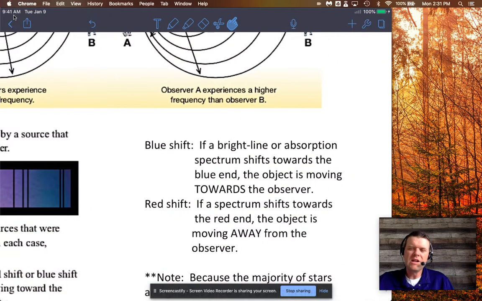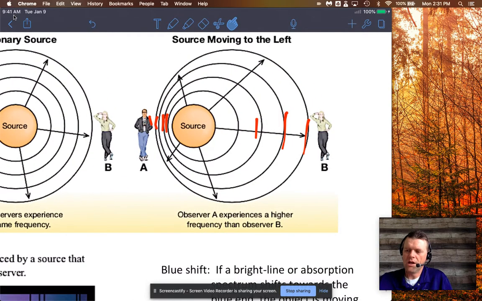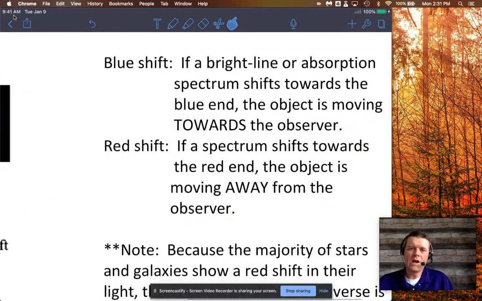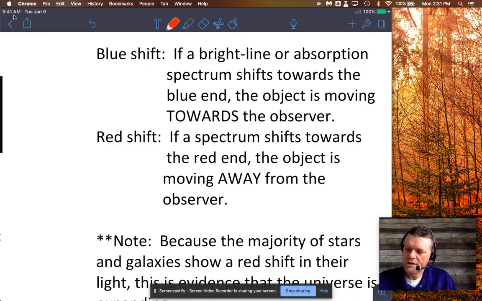If a bright line or any spectrum shifts towards the blue end, that means that the object is moving towards the observer. Okay, so blue wavelengths are really, really small. So if you're moving towards blue, everything tends to shift towards blue. But if that object is moving away from you, then you get what's called a red shift. So the red shift is where the wavelengths are actually getting farther and farther apart. And a red shift means that the object's moving away from you.